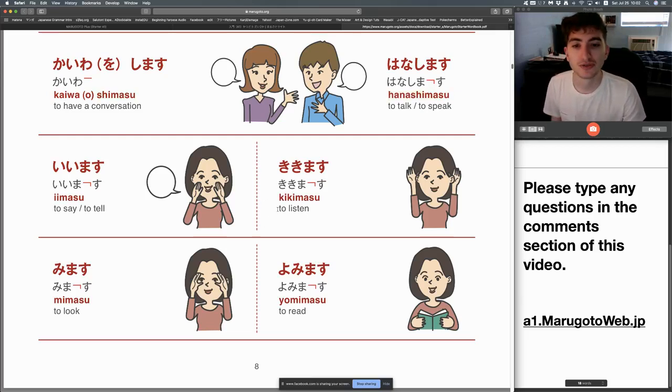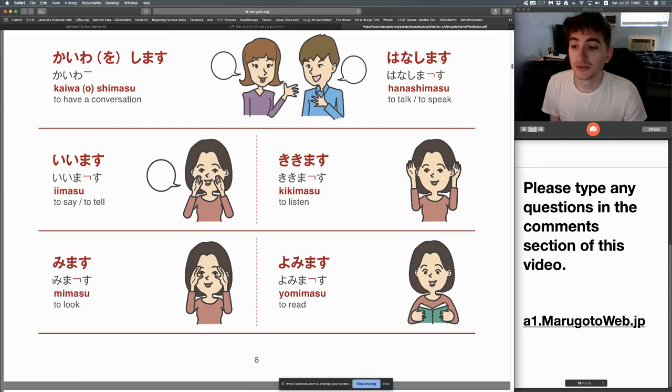If you want to say listen, oh, I'm listening to you. 聞きます, right? Listening. This could also mean to ask a question. 聞きます. To look or to see, right? 見ます. These are polite Japanese verbs. 見ます. And the verb to read. 読みます. Okay?